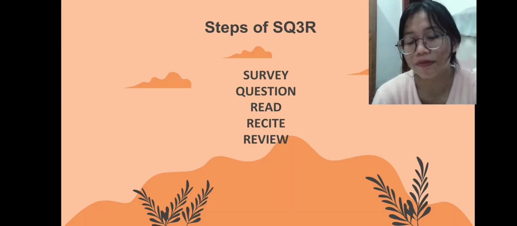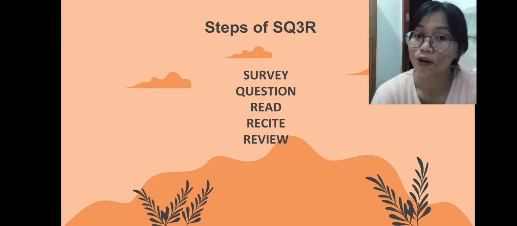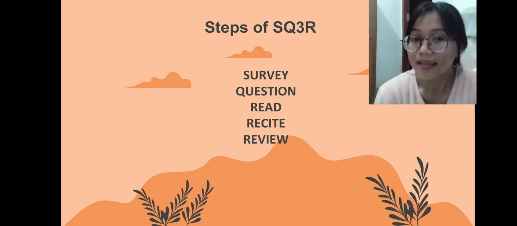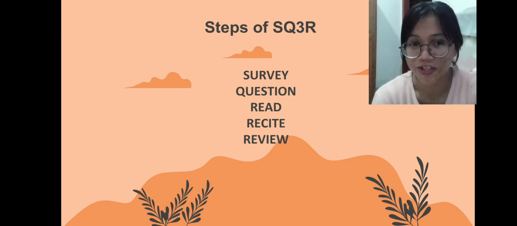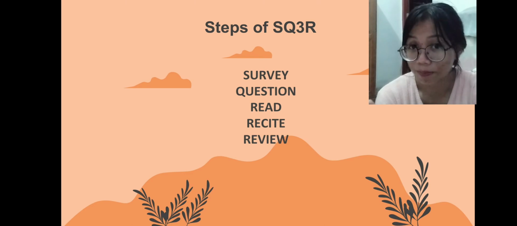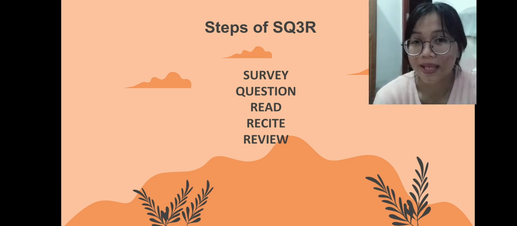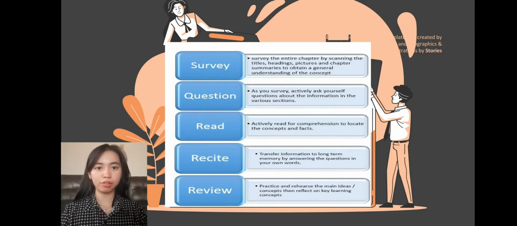And there are several steps in the SQ3R method. The first one is survey. The second one is question. The third one is read, and then recite, and last but not least, review. And those steps will be explained by my friends. As I said before, there are 5 steps in the SQ3R method.